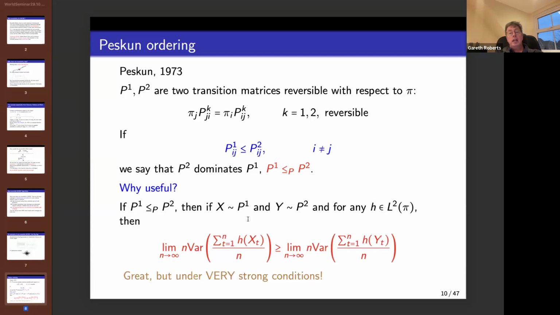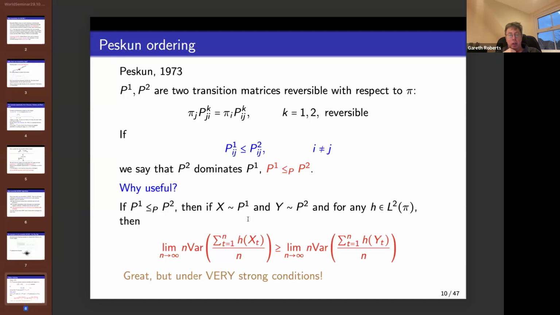One reason I really like Peskun ordering is it allows us to uniformly say things about estimating any quantities of interest. So for instance, if you have Peskun ordering between P1 and P2, then for any function h that you're interested in, the asymptotic variance of estimating h under the first chain is bigger than or equal to that for the second chain. In other words, the non-lazy chain is always going to be better.